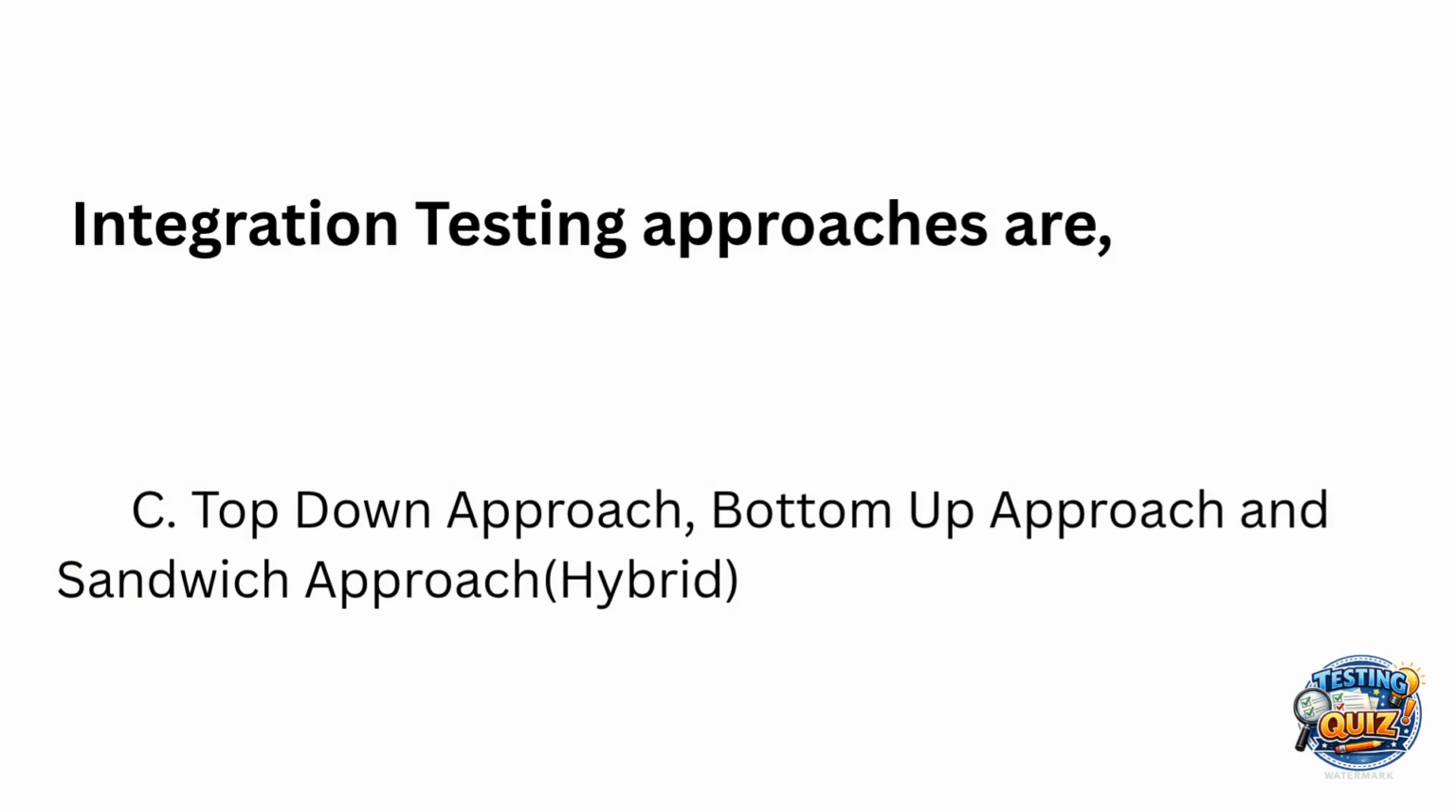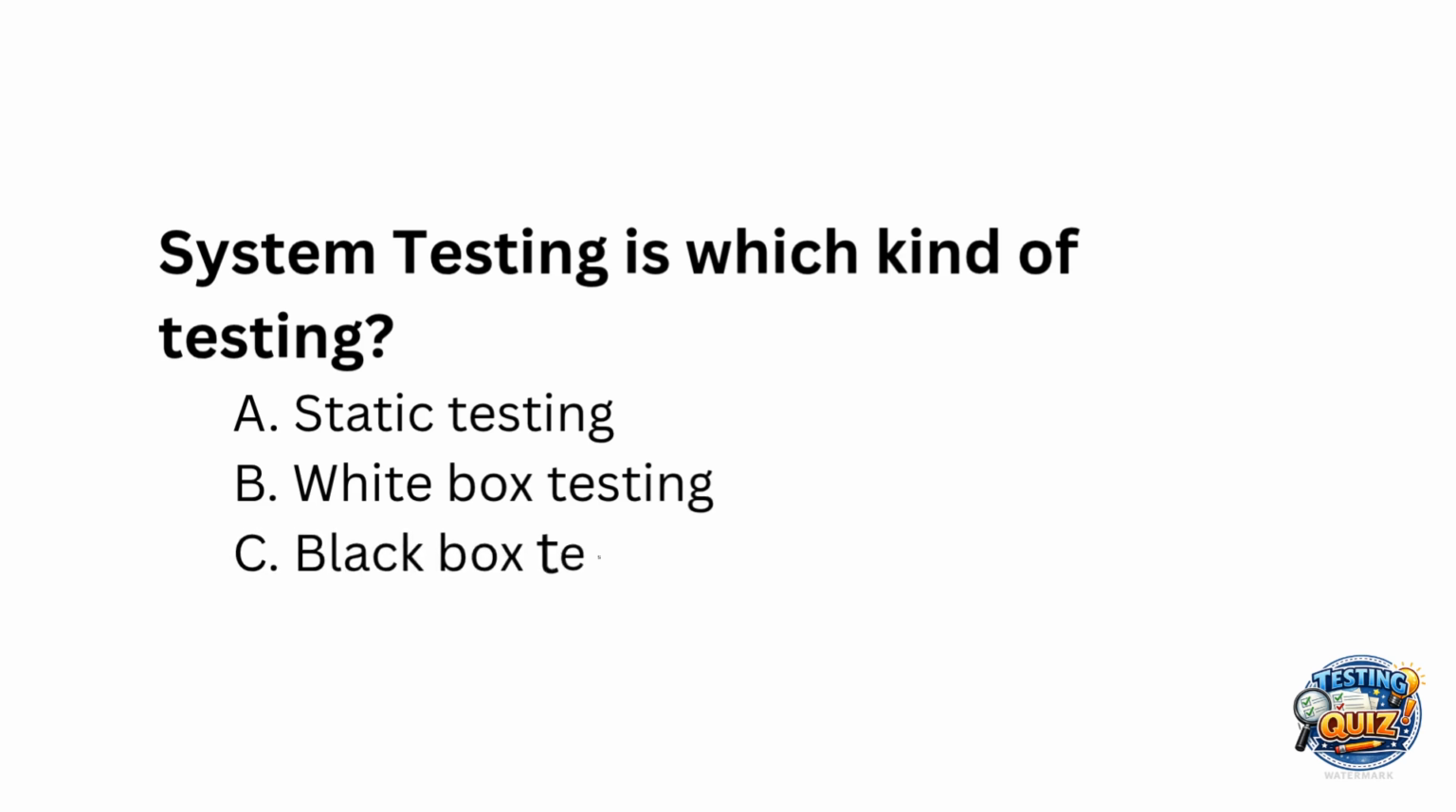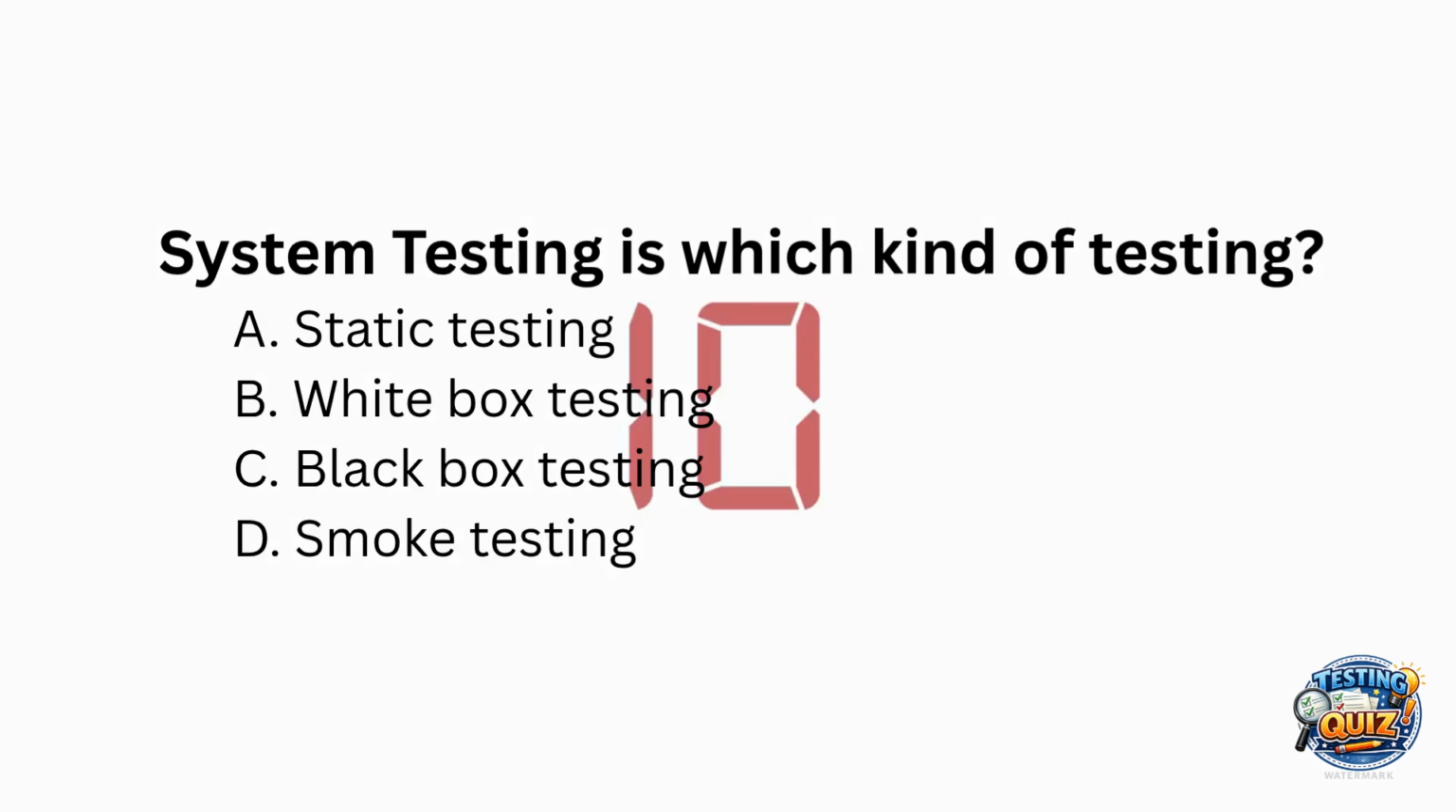The correct answer is C. Top-down approach, bottom-up approach and sandwich approach hybrid. System testing is which kind of testing? A. Static testing. B. White box testing. C. Black box testing. D. Smoke testing.